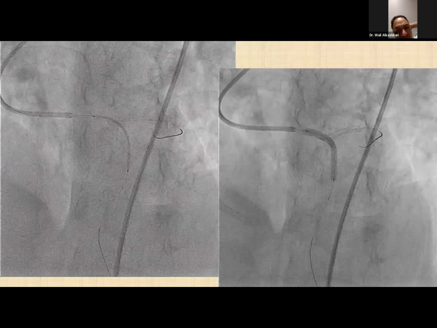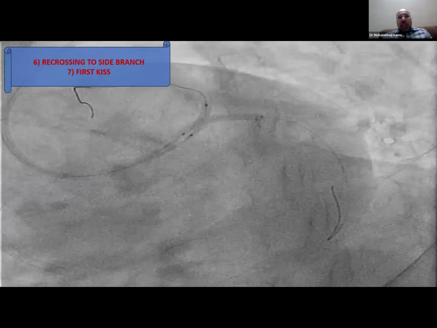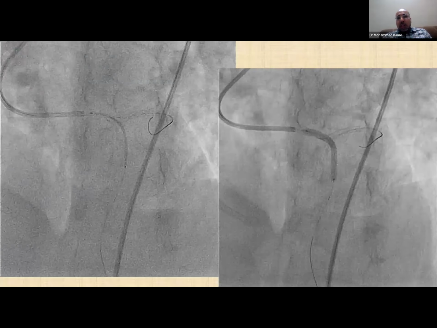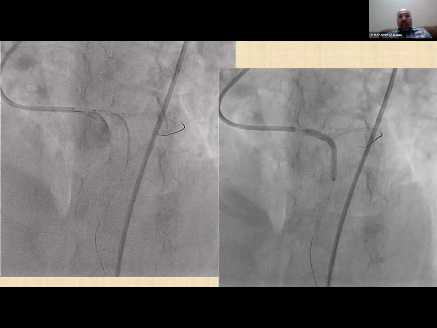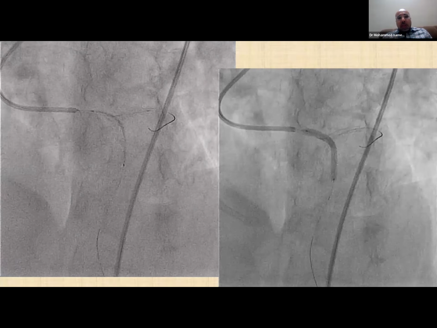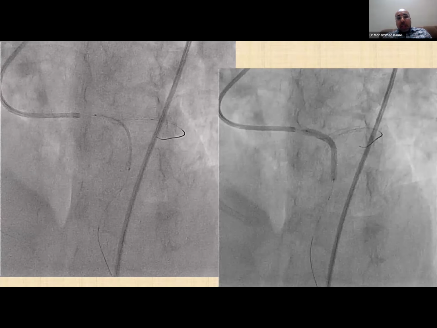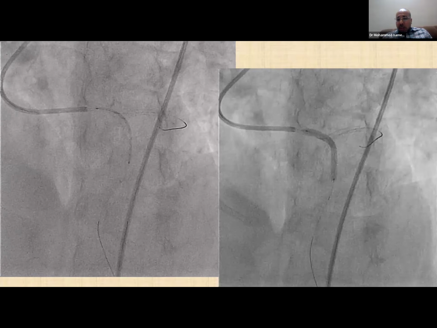No bot before? Here we don't have a stent in the main vessel yet, so we didn't do bot. Not yet? Okay. This is the first kiss after recrossing to the crushed stent, doing kissing. Then another Nagumi stent was deployed in left main LED, covering the whole LED lesion.